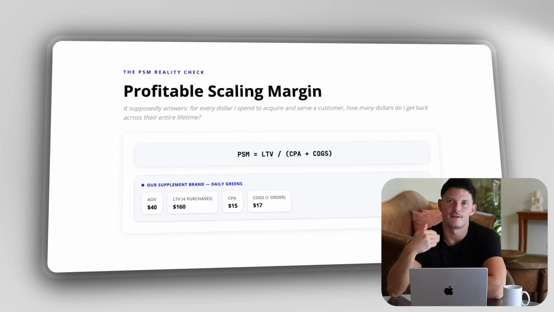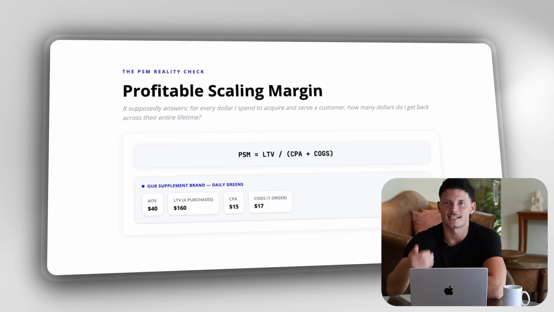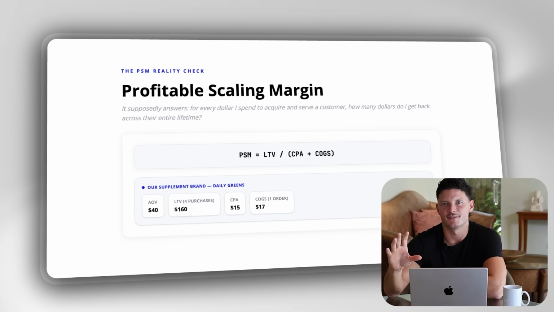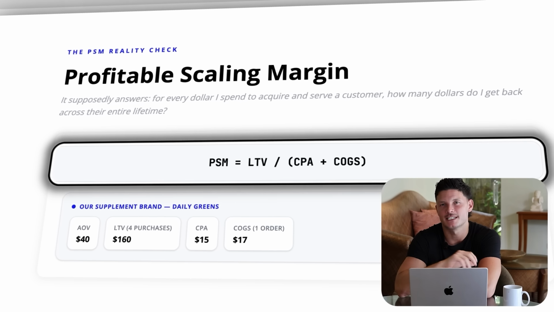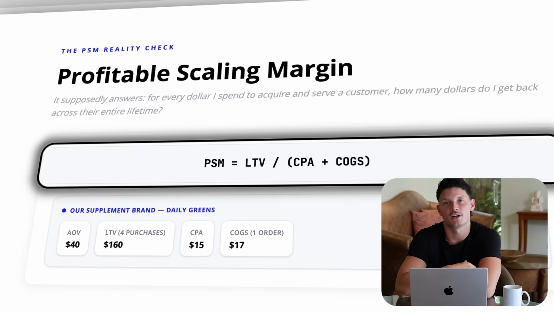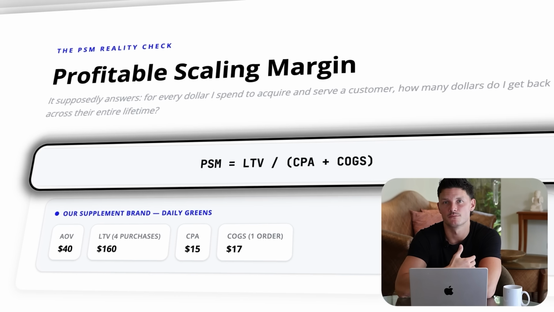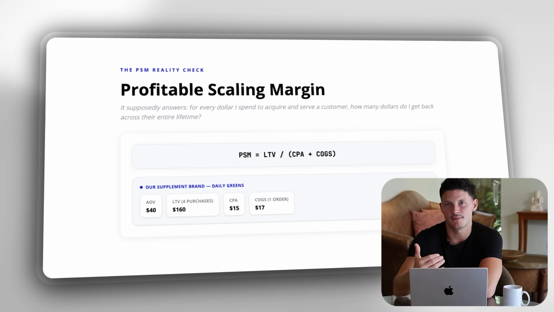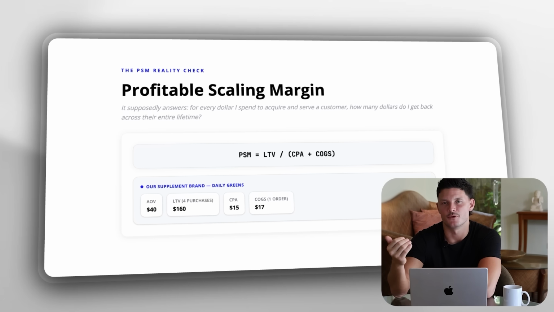So third, for scaling decisions, many people use PSM or profitable scaling margin. So this is a big one and I need you to follow along closely with this one. PSM has been popularized recently and on the surface, it's incredibly appealing. It's positioned as an alternative metric to ROAS. It looks beyond that first purchase, it factors in COGS, and it understands the profitability of the entire lifetime value of the customer. PSM equals LTV divided by cost of goods sold plus CPA. The question it claims to answer is really simple. For every dollar I spend to acquire and serve a customer, how many dollars do I get back through the entire lifetime?